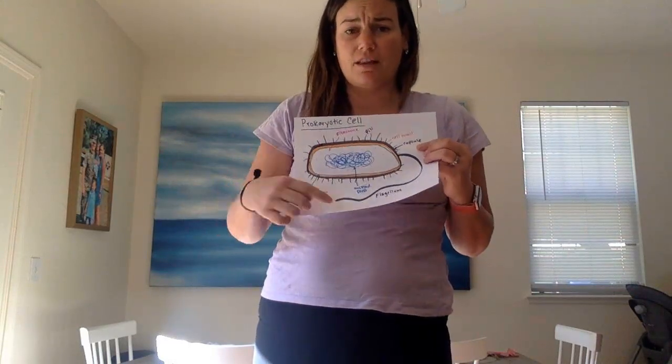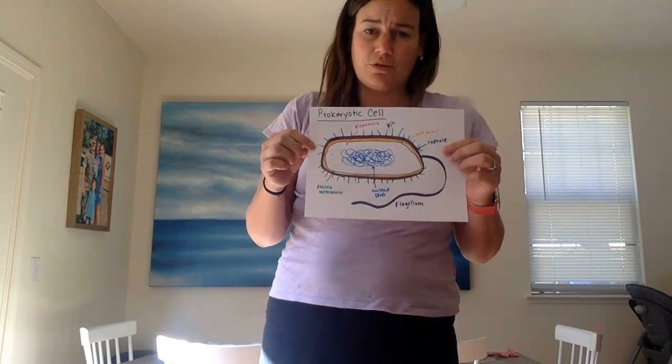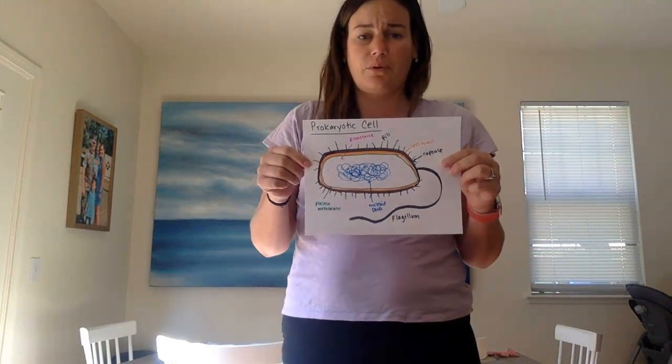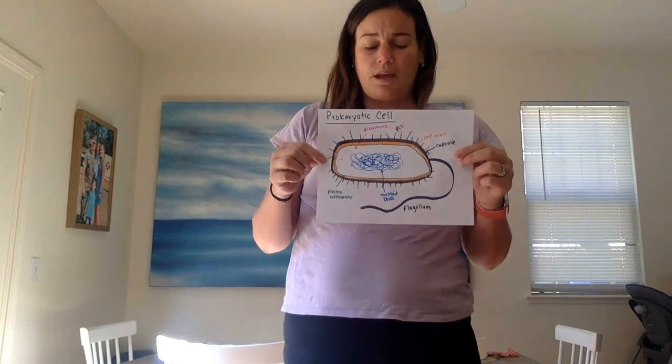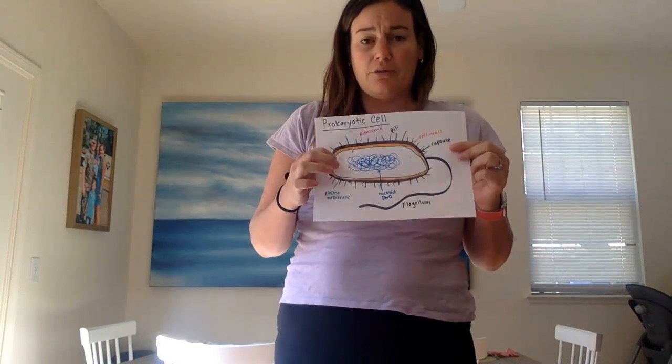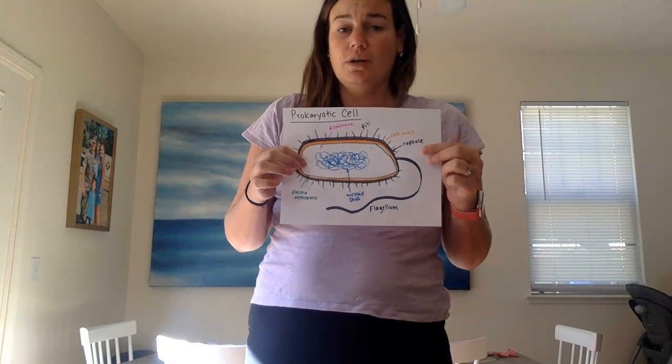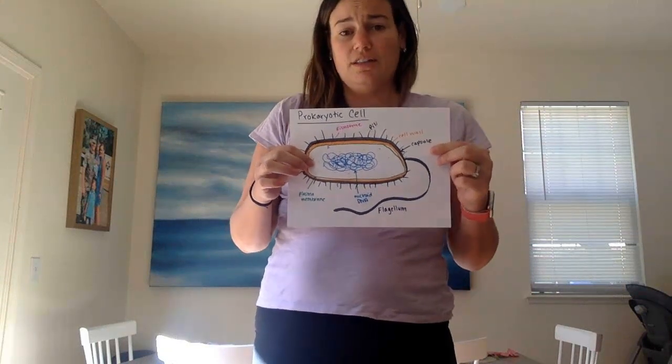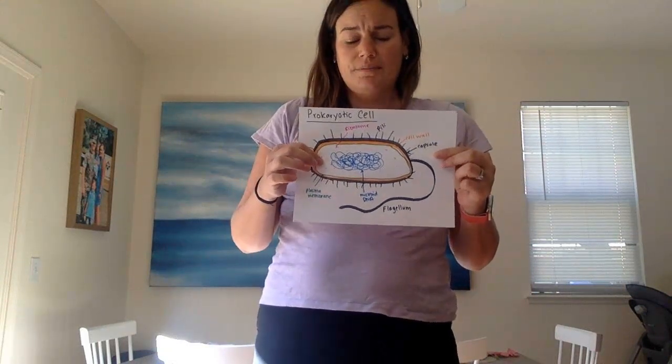Now, there's also a flagellum, which can be present or not. It's used for propulsion for the prokaryotic cell, so to help it move. Inside the cell, you will have cytoplasm, but you'll notice there are no membrane-bound organelles at all, especially no nucleus.